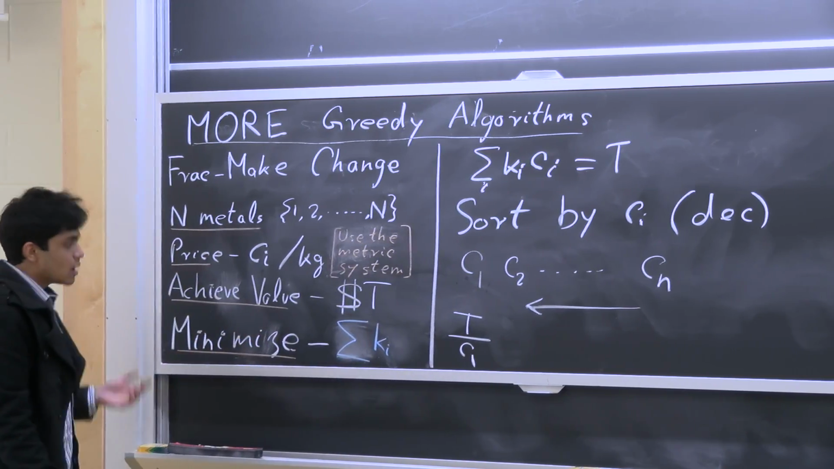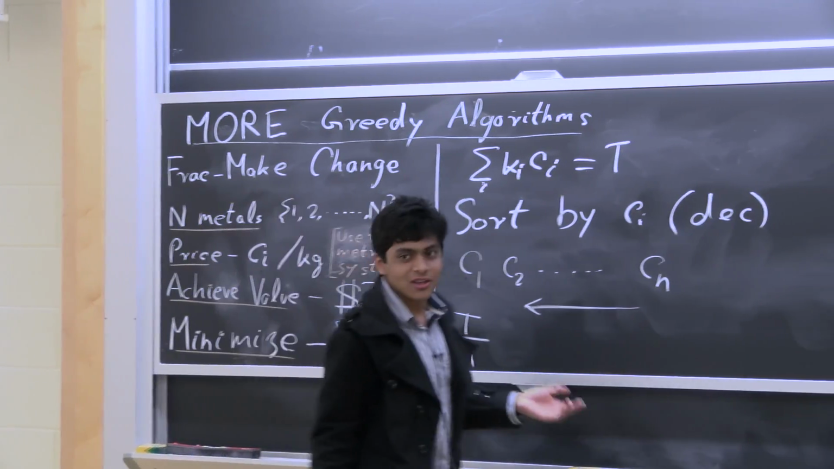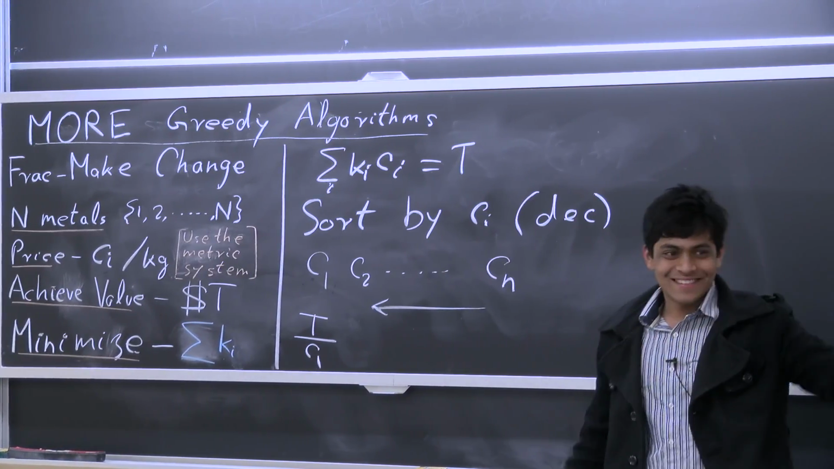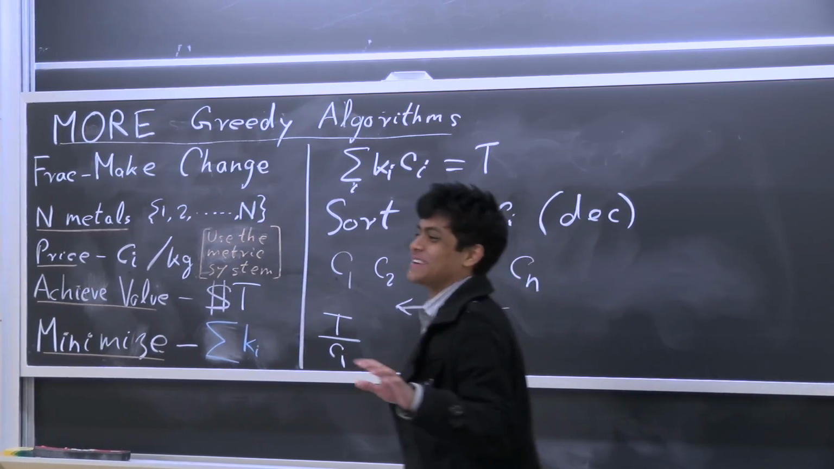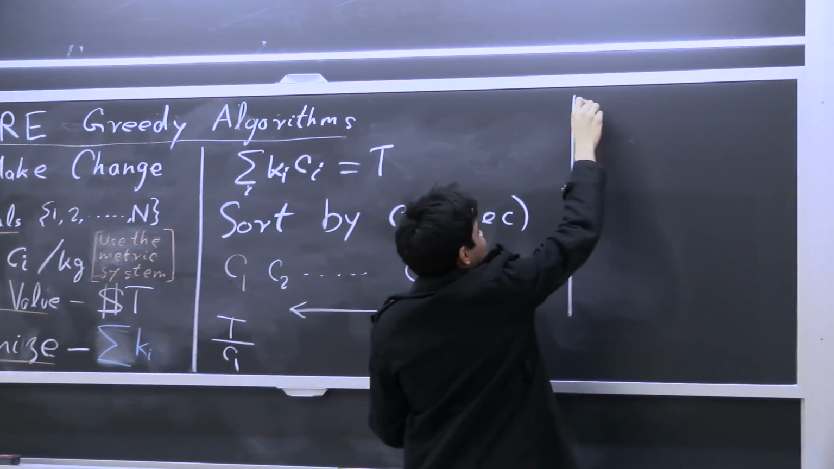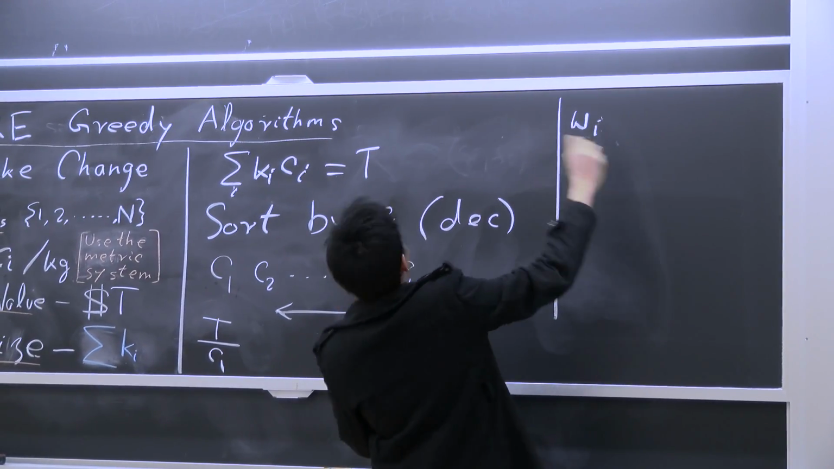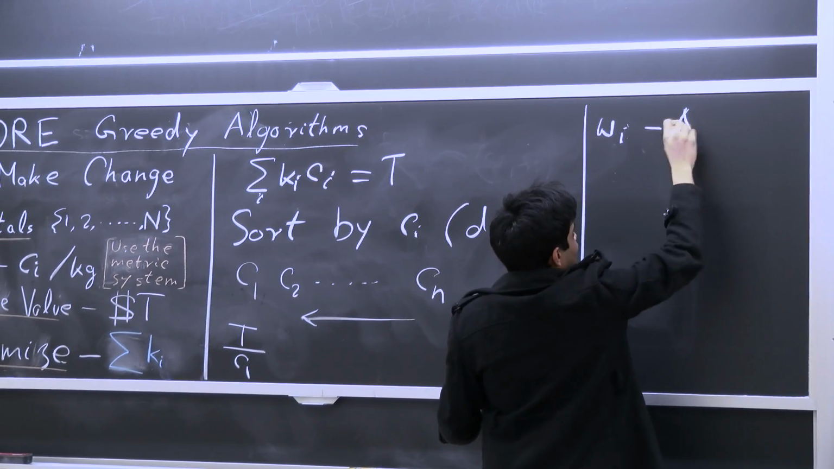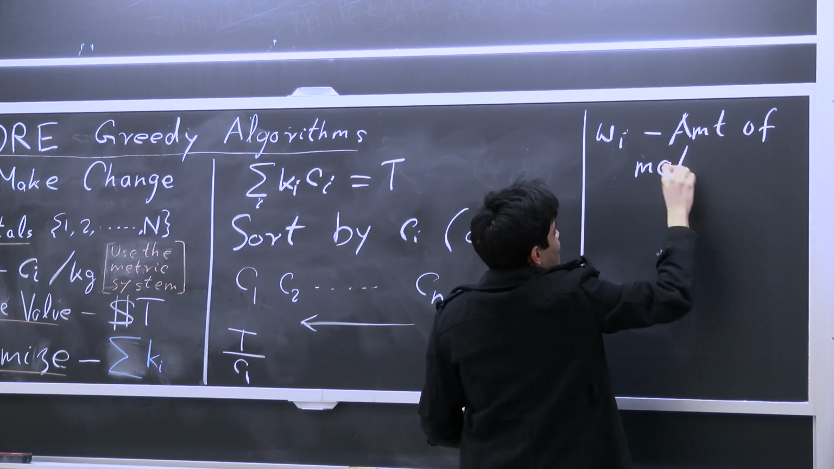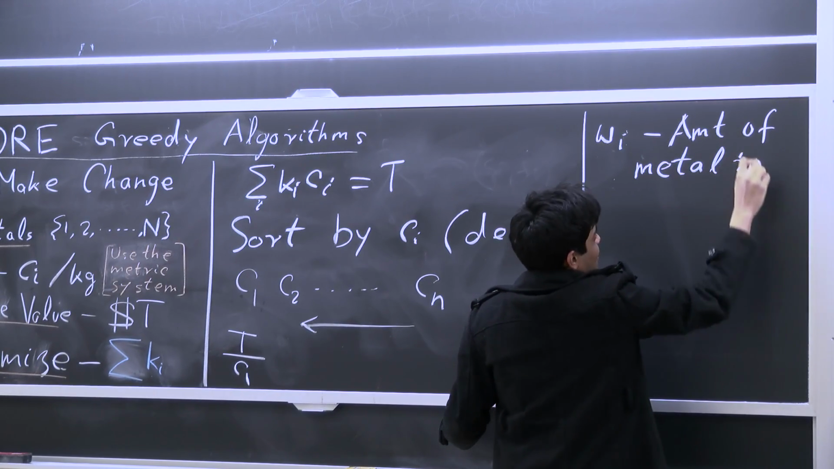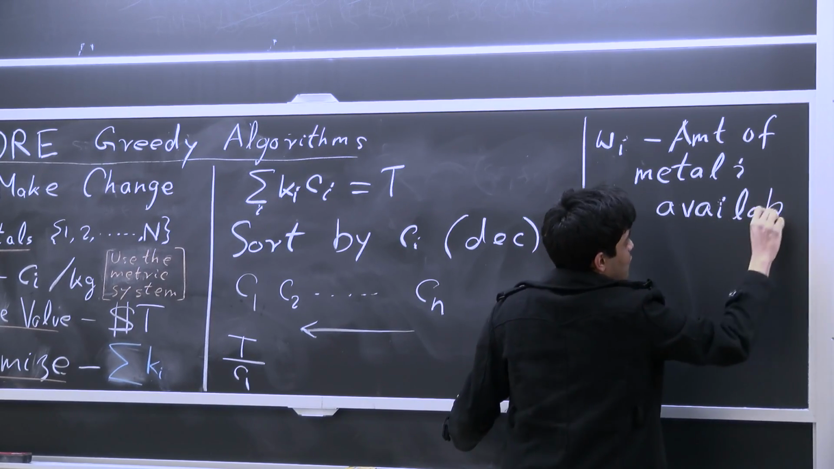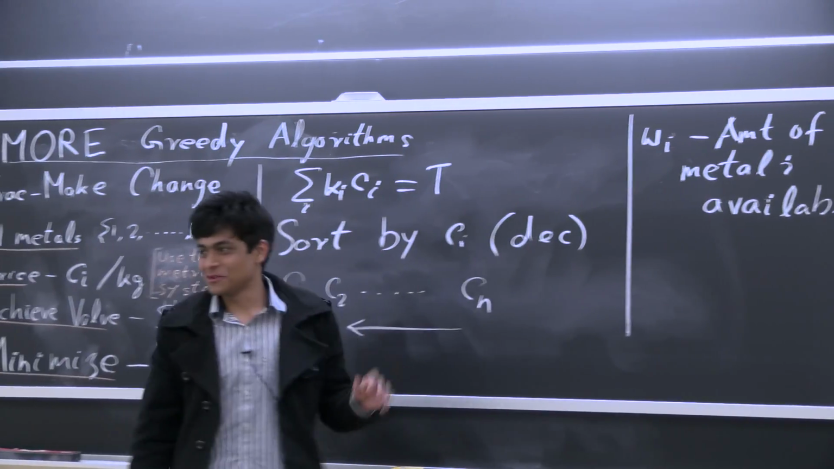The constraint I forgot to mention: you are given a limited amount of every metal. It's not that trivial. So let's mention that, you have a limited amount Wi of each metal. Does that make more sense?